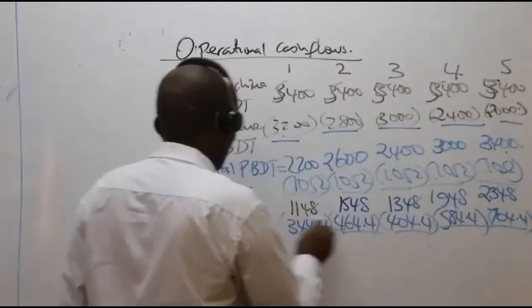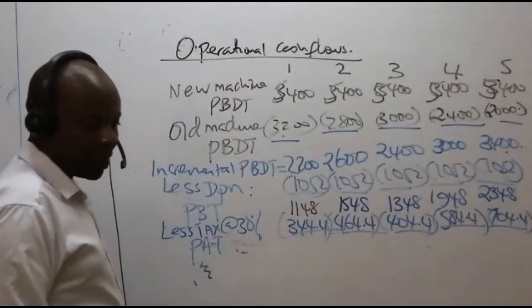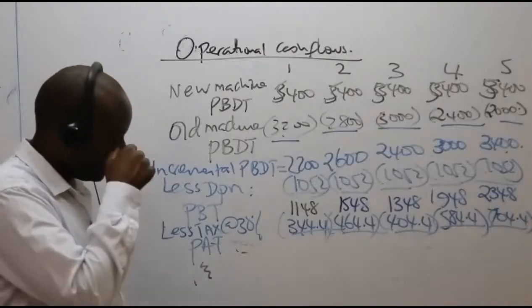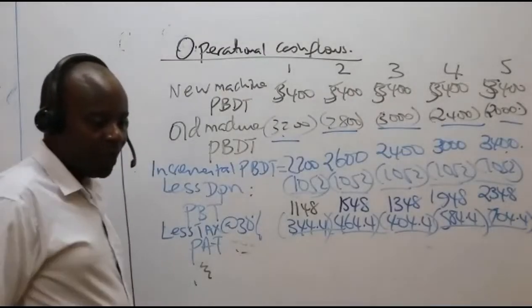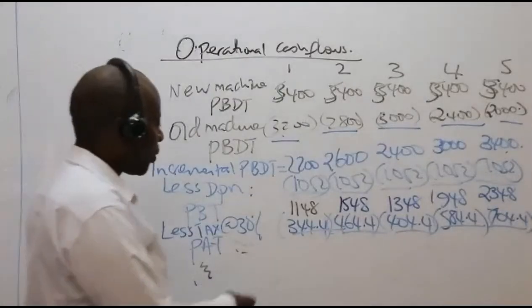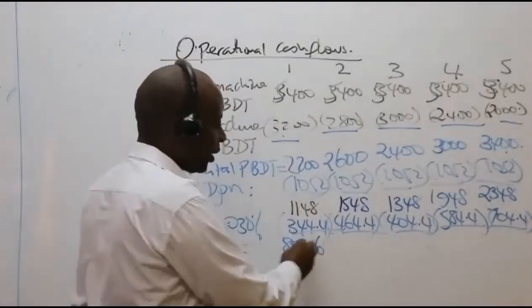When you subtract like that, now you should be able to give us what we call profit after what? Profit after taxation. So this one here I'm told is 803.6. Thank you very much.